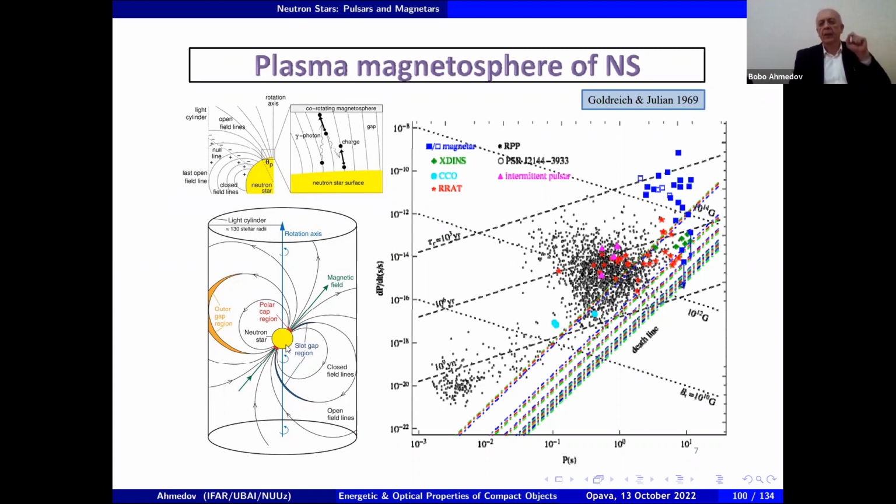So the energy is produced by the electric field, but for this motion, the electric field is always perpendicular to the magnetic field lines, and it does not lose energy. But there is only a very small area in the polar cap which is responsible for the particles which will go to infinity, for example, to the radio telescope, and it is responsible for the energy loss.